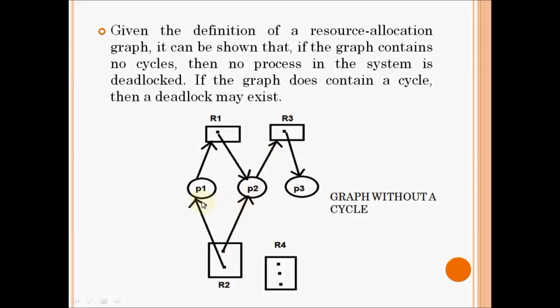Now P1, you can see here, P1 is already holding R2, but it is waiting for R1. Once P2 is completed, definitely it will release R1. Then P1 can also complete its execution without any problem, right? So you can observe here, all P1, P2, P3 processes can complete their tasks without any problem. That means there is no deadlock here.